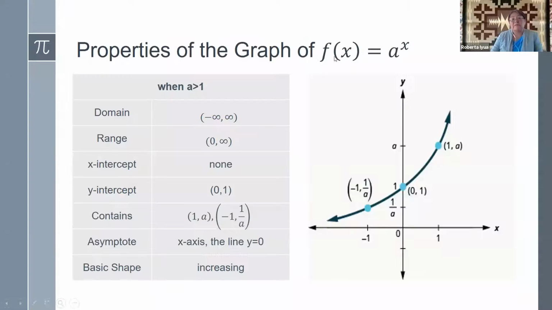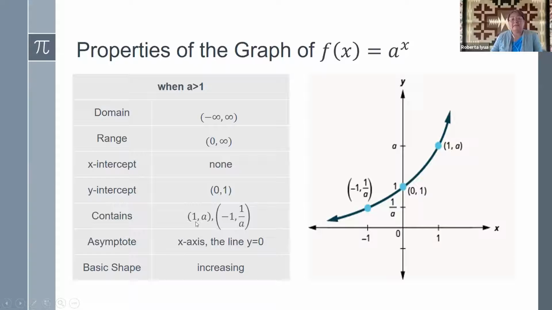Here are the properties of the graph of f of x equals a raised to the x. When a is greater than 1, the domain of your graph will go from negative infinity to positive infinity. And your range will be only in the upper quadrants of your graph, so from 0 to infinity. We have no x-intercepts because it's only in the first and the second quadrant. And then your y-intercept is at (0, 1).